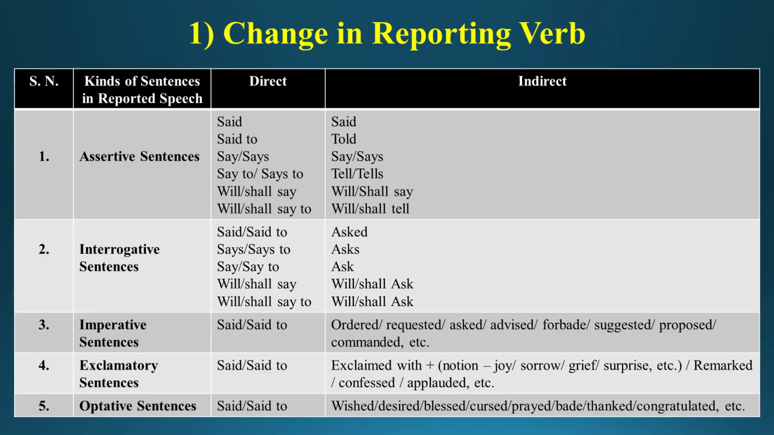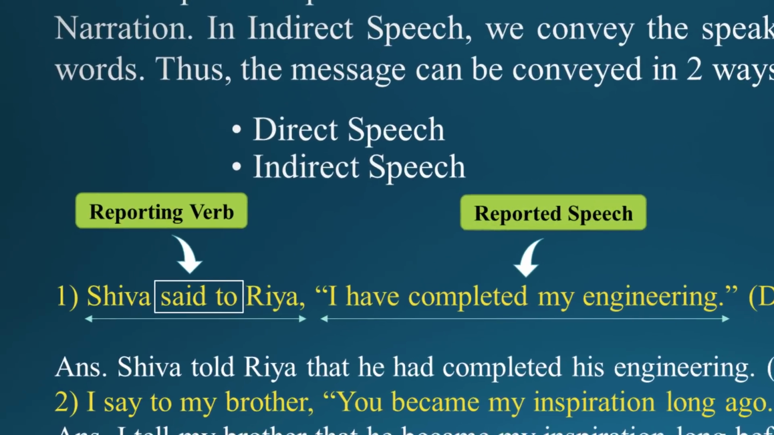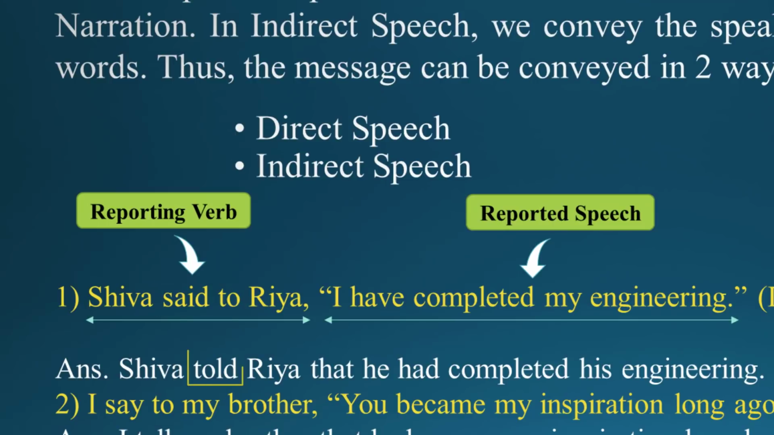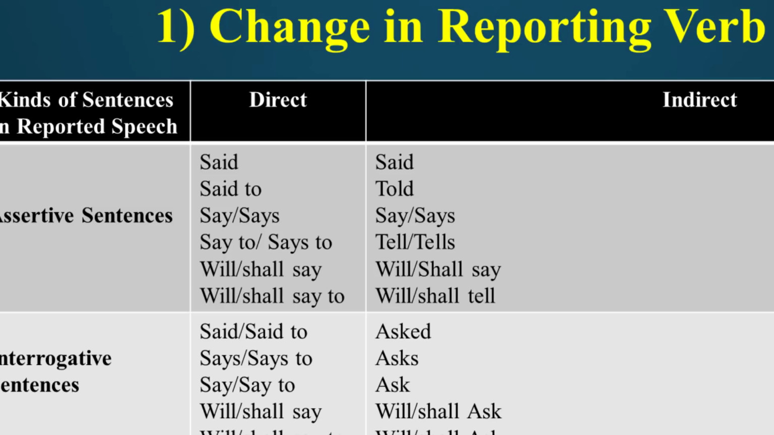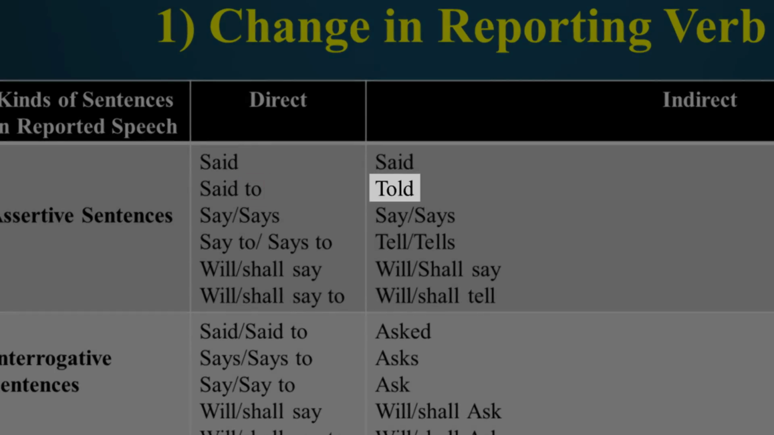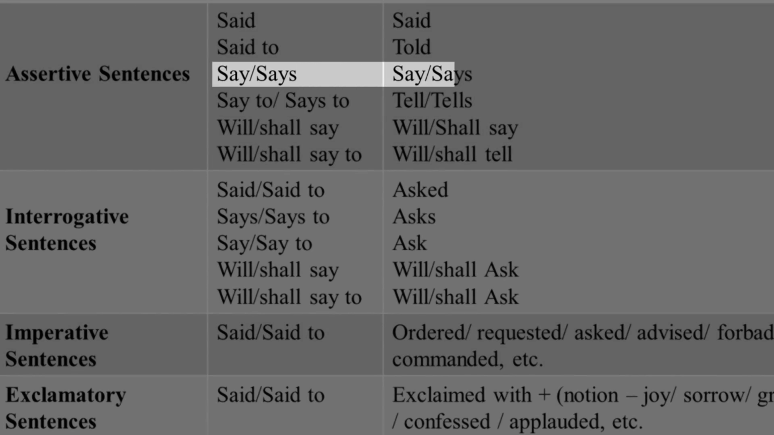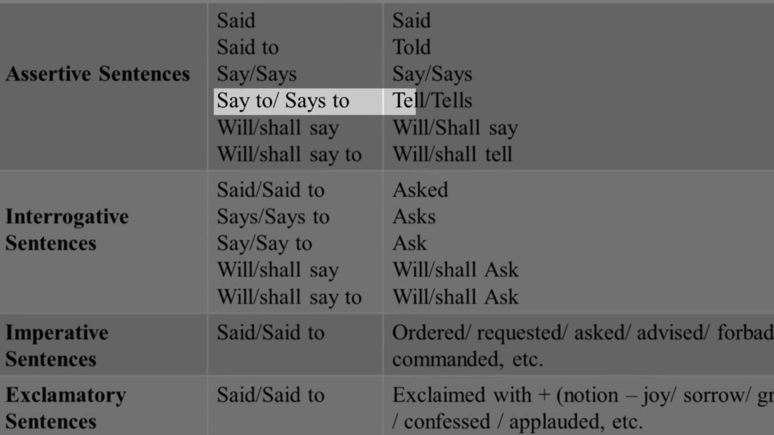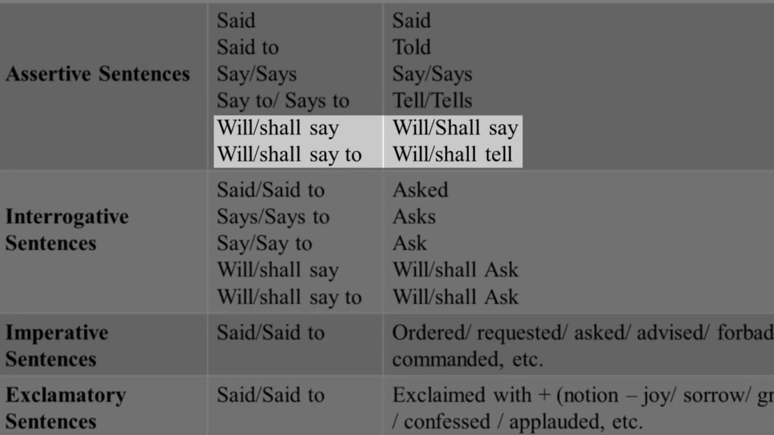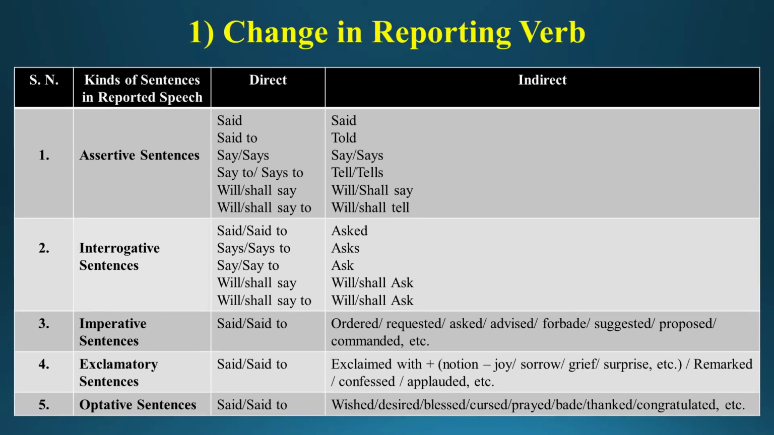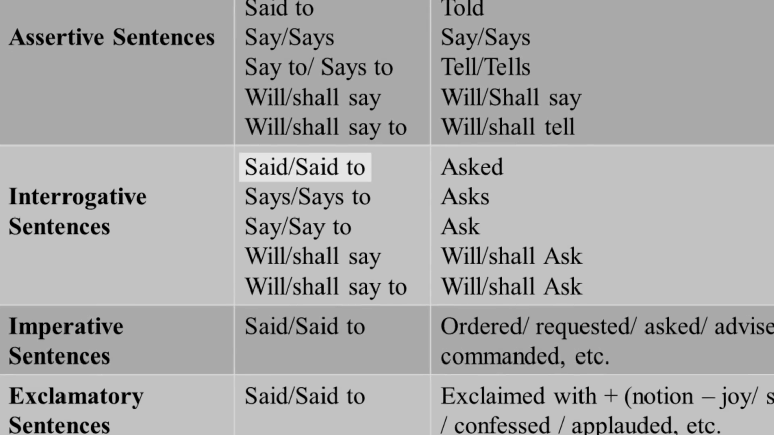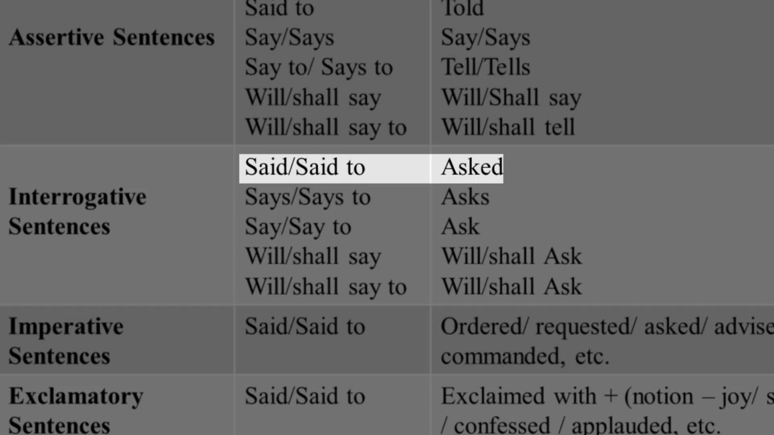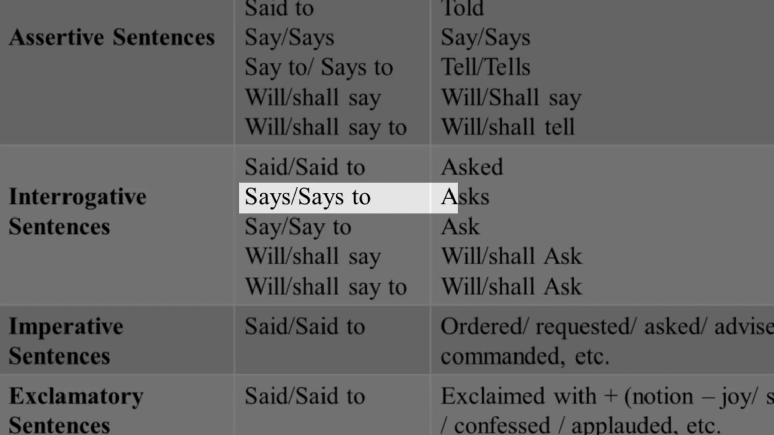In all these 3 sentences, there are declarative sentences, that means assertive sentences. So because of that, if there is said to, just like we have seen here, then it will become told. Why? Because there is to. So said to will be told. In the same way, say and says will remain the same. They will not be changed. Say to and says to will change into tell and tells, and so on. If there are interrogative sentences in reported speech, then these changes will occur. Said and said to will be changed into asked. Says and says to will be changed into asks.